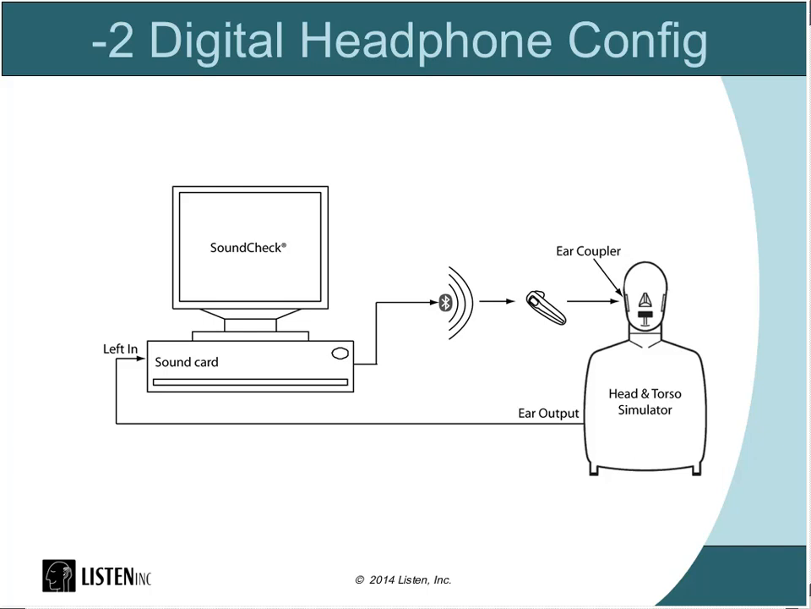From there, it's just like testing the analog headphones. Once the headset is on the head and torso, we connect it back through some signal conditioning and then back into our sound card. And so that's where we'll be doing the digital test. And that can either be stereo or mono, so depending on how the device is set up. If it is mono, we just ignore one of the channels for the test.